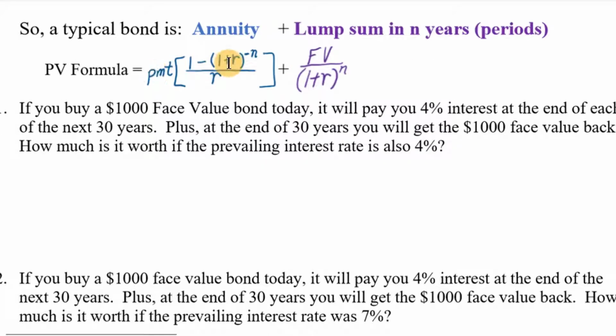So really we've just got two parts to the formula. We want the present value of the annuity, so I just wrote our previous formula for the present value of the annuity. And then we want to take the present value of that FV. Now, FV usually stands for future value.